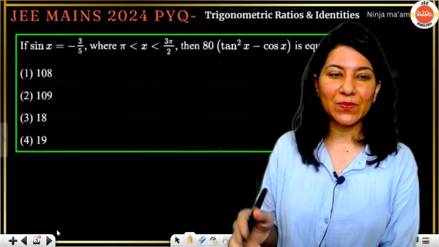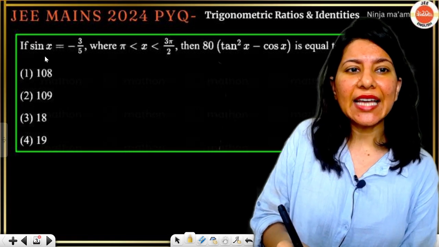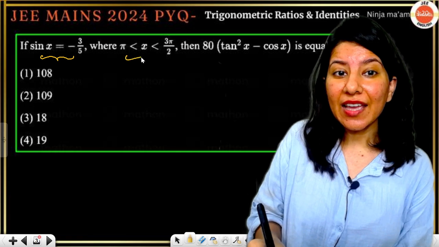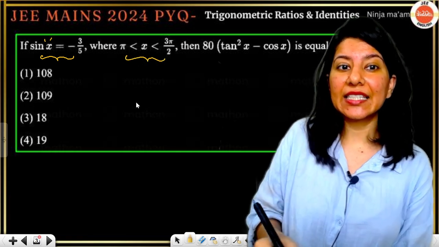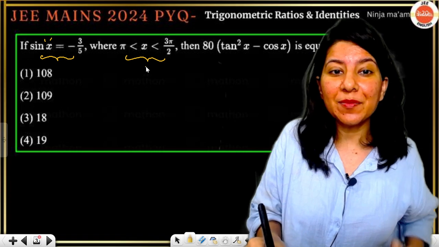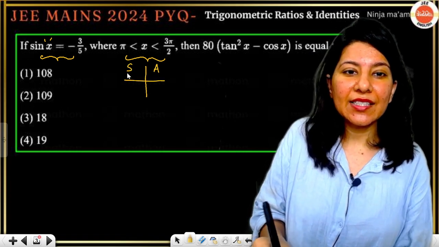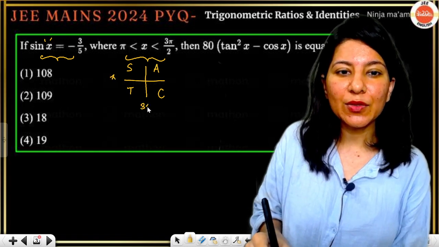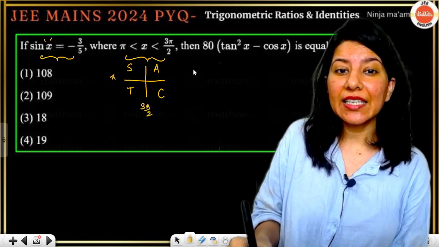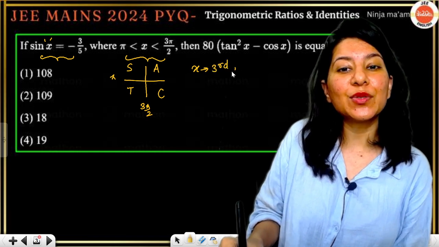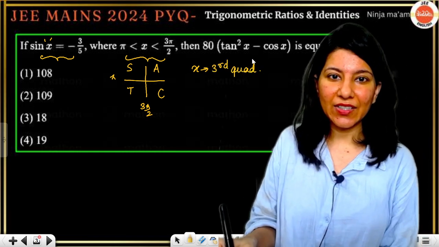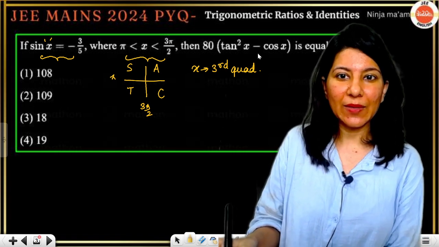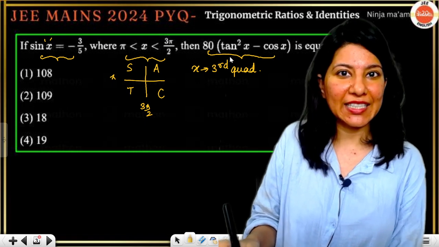Very easy question. You can clearly see that sin x is given as minus 3 by 5. And x, which is the angle, is lying in which quadrant? Tell me quickly. A, S, T, C, right? This is pi, this is 3 pi by 2. Clearly, your x is lying in the third quadrant, my dear students. Now we need to figure out the value of 80 tan square x minus cos x.